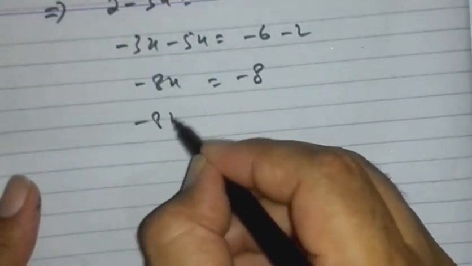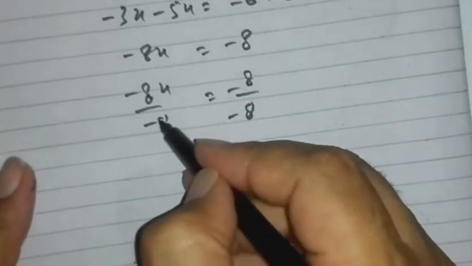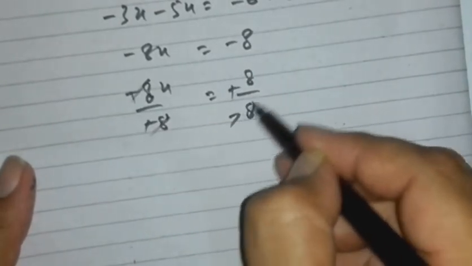Divide both sides by minus 8. This 8 and minus cancel, and also these cancel. x equals 1 is the answer.